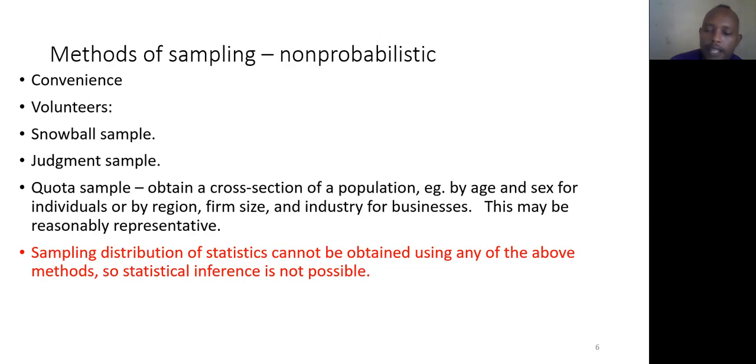Another one is volunteers sampling method. Here, the sampling method is based on the willingness of respondents. We undertake our research or study only on those individuals who are willing to do it with us.